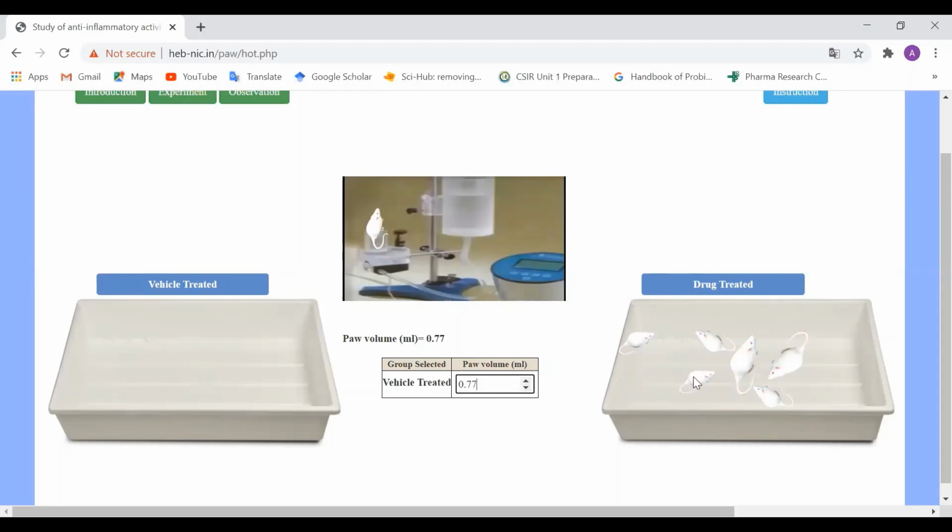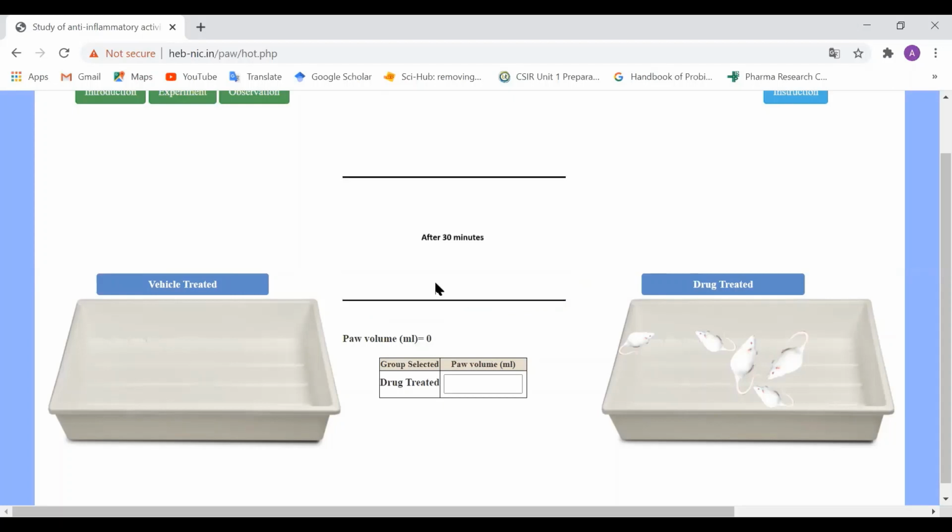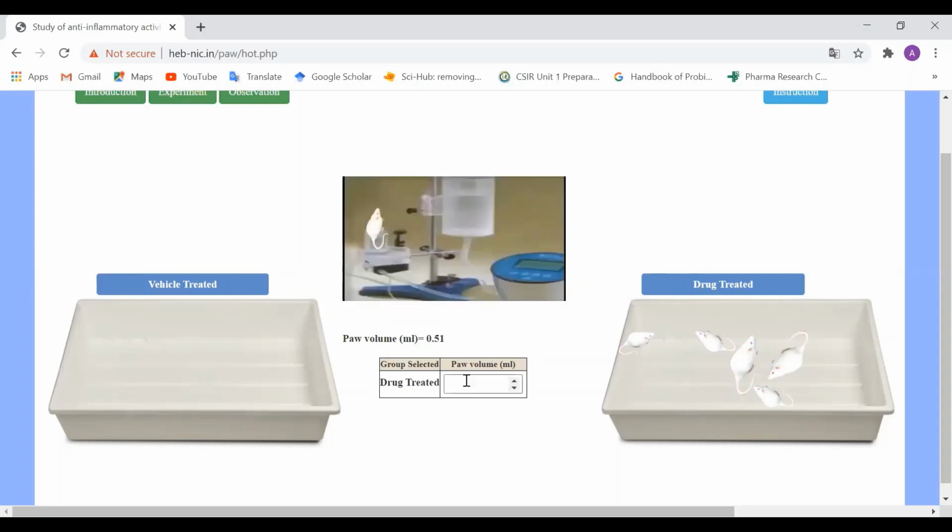Here you can see select a rat in which the dose will be given orally and then wait for 30 minutes so that the drug can produce its anti-inflammatory activity, and then check the paw volume. Here you can see the paw volume comes to be 0.51. Enter the data for all the animals.